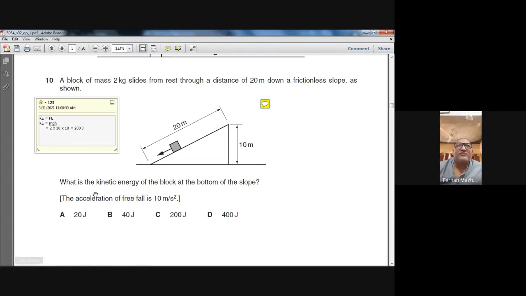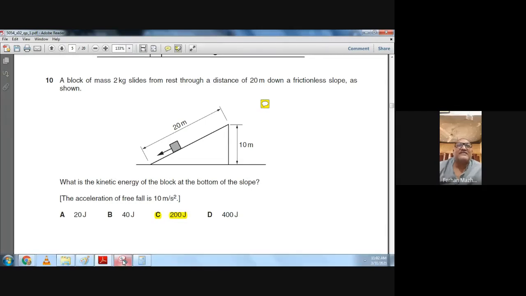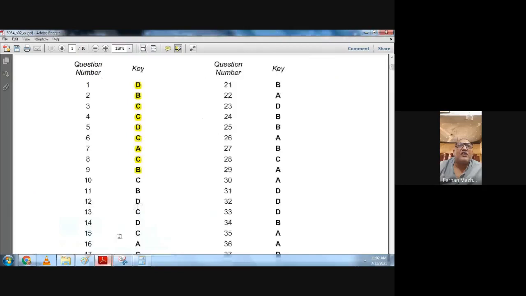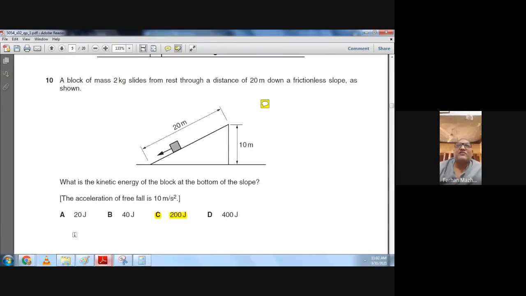So what will be the choice? C will be the choice. We think that C is the choice. Let's check the marking scheme. Question number 10, C is the choice. Okay, let's move to the next question.